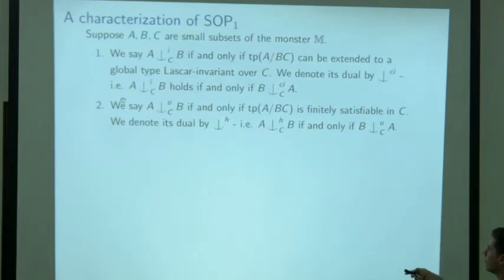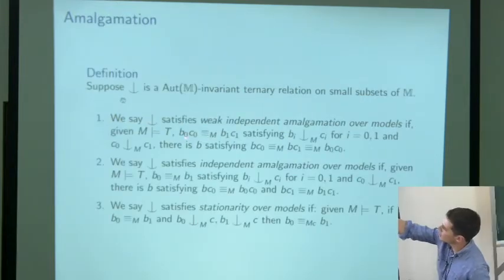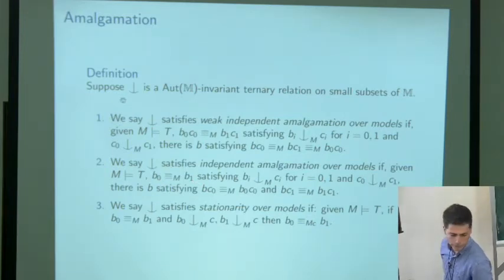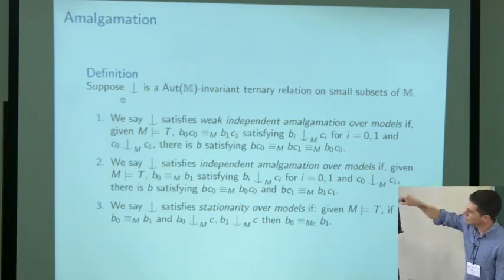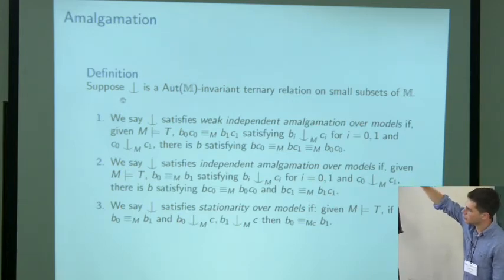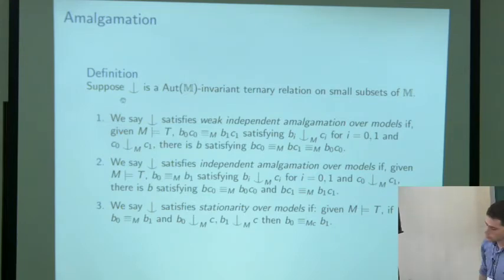So this condition said that B0 and C0 have the same type over the model. And now I only insist that B0 and B1 have the same type over the model. I don't care what C0 and C1 look like. So 2 is the usual amalgamation. Yeah, so this is the usual statement of the independence theorem hypothesis. Yeah, that's right. OK.